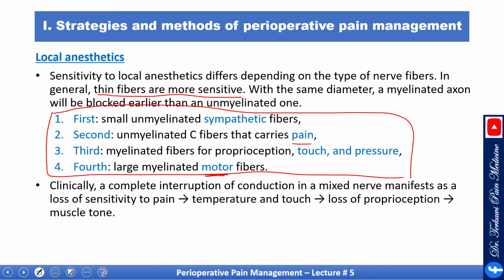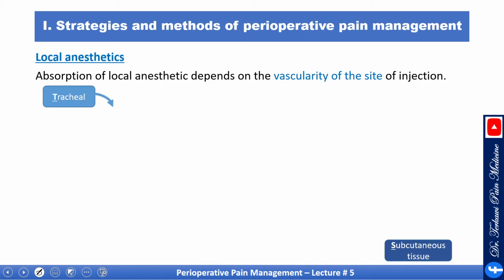Clinically, a complete interruption of conduction in a mixed nerve manifests as a loss of sensation of pain, followed by temperature, touch, the loss of proprioception, and the last one will be the motor. Now, another important thing to consider is local anesthetic absorption. The absorption of local anesthetic depends on the vascularity of the site.